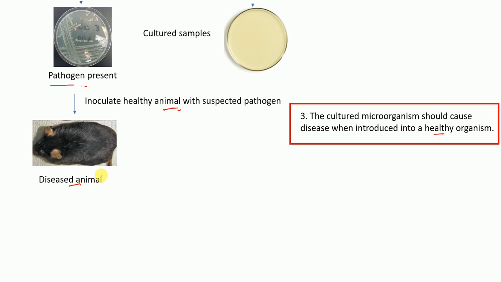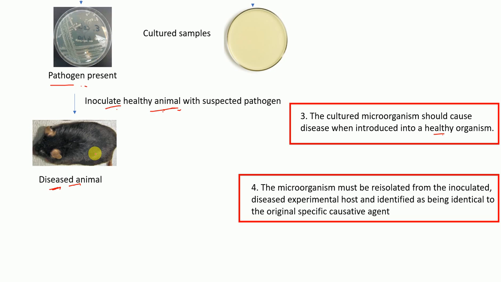So this is point number three of Koch's postulate. So what does it say? It says that the cultured microorganism, for example, this is the cultured microorganism we have here, when we inoculate it into the healthy animal, here in healthy mice, should be able to cause disease in the mice. So this is point number three of Koch's postulate, okay.